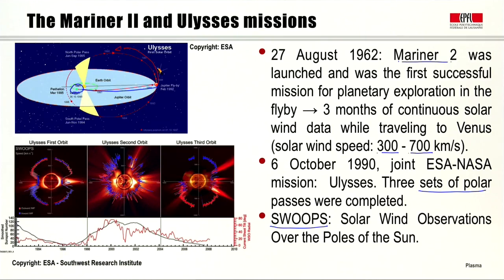The second orbit of Ulysses corresponded to a period of maximum activity, as shown by the sunspot number here, between 1998 and 2004. During the second pass, fast and slow winds were measured at all latitudes, consistent with a solar maximum activity.